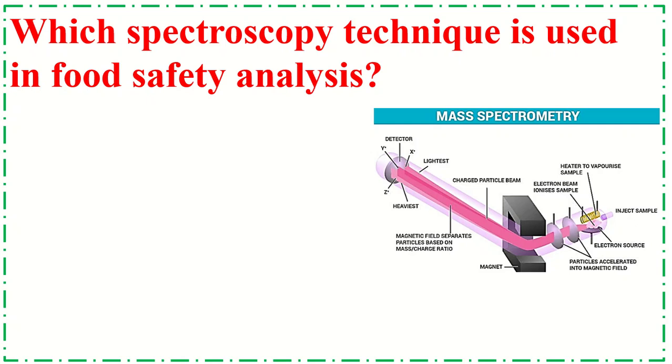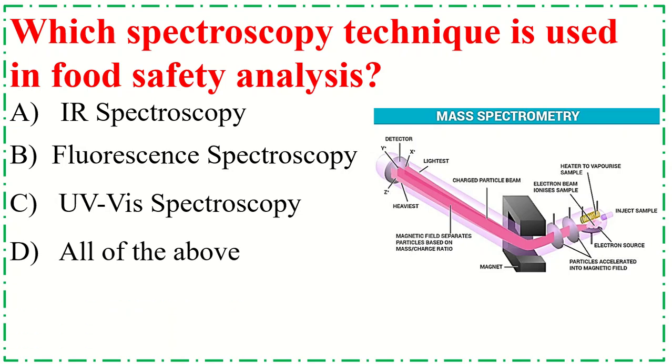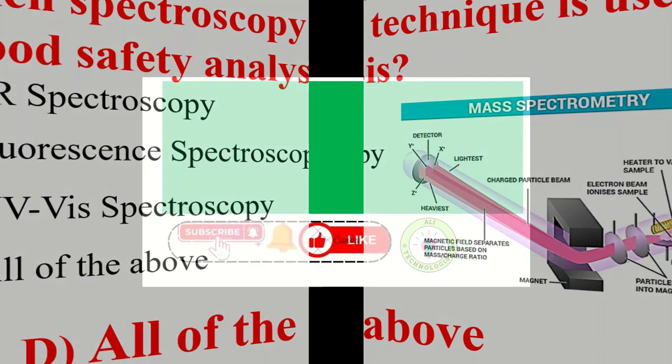Which spectroscopy technique is used in food safety analysis? Option A, IR spectroscopy; B, fluorescence spectroscopy; C, UV visible spectroscopy; D, all of the above. Correct option is D, all of the above.